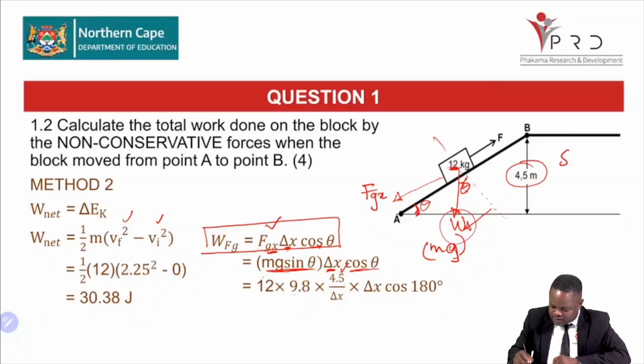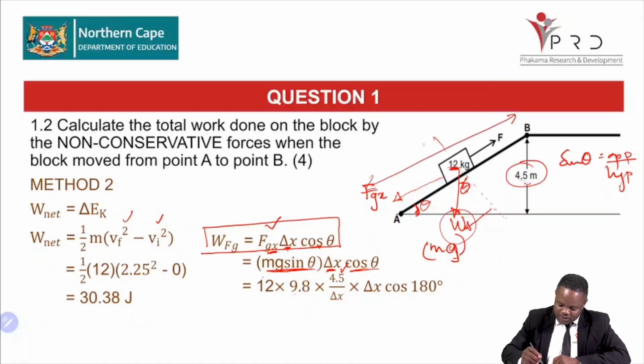Right, let's write it here. Sine theta, opposite divided by our hypotenuse. I hope we remember that from our maths. So opposite is 4,5, opposite our angle. And then what is our hypotenuse? Our hypotenuse is going to be our displacement from A to B, that is our delta x. Do you see that? I hope you can see that. So 4,5 divided by delta x. And then we're saying multiplied by that delta x, don't forget it.